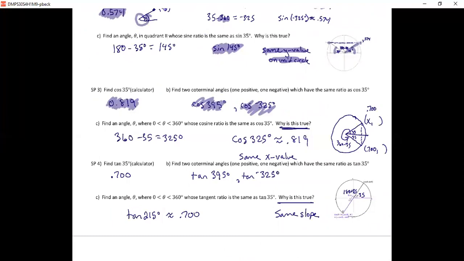I'm not sure why I put 0.7 here as the x. That was my hesitation there. So my x value that I have here is actually 0.819. Let's go ahead and put that there.